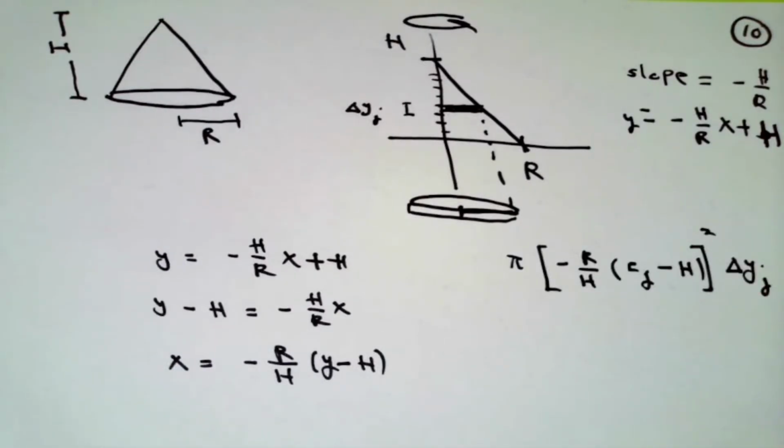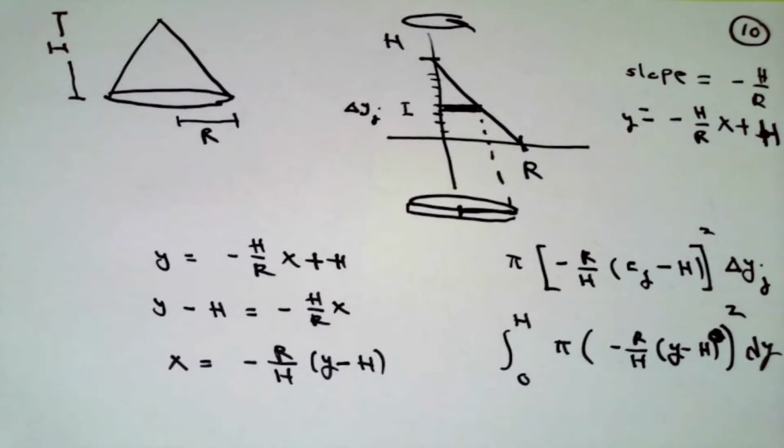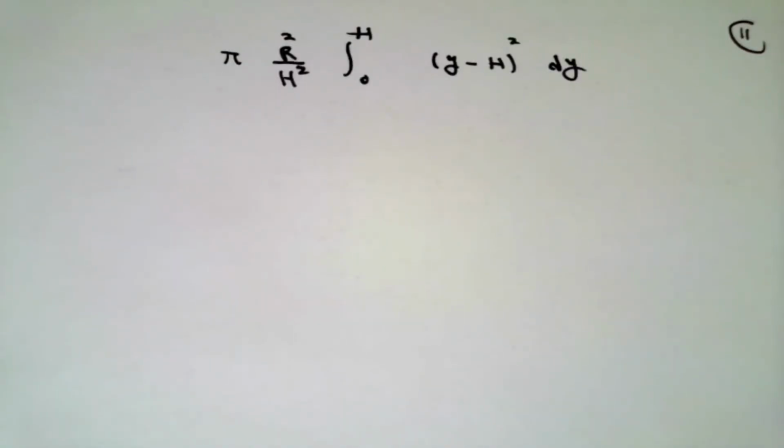Add up the contributions, take the limit, the c_j's turn into y's, the delta y_j's turn into dy, and if you look at the picture, the y variable can be as small as 0 or as big as h in this particular situation. When you do the squaring, the minus sign in front of the r over h goes away. Pulling all constant factors out in front of the integral, I need to find an antiderivative with respect to y of y minus h squared.